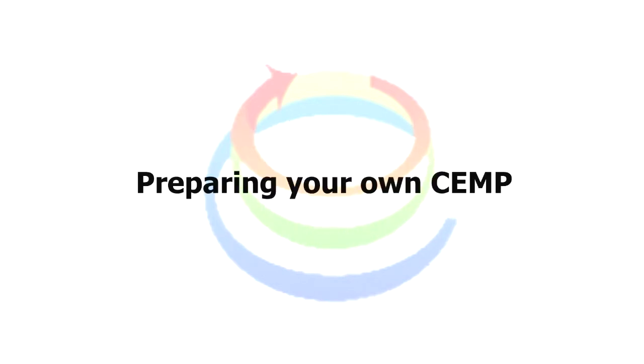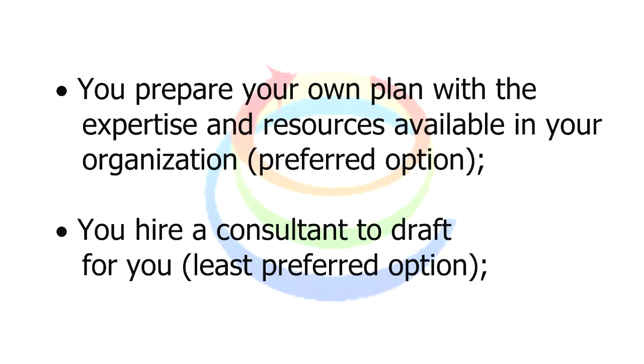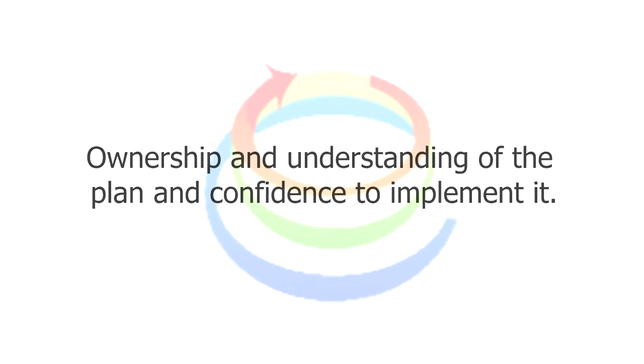Preparing your own CEMP. You have few options available to get your site-specific CEMP. They are: you prepare your own plan with the expertise and resources available in your organization. You hire a consultant to draft for you. You get a template from providers on the internet and you tailor the specifics of your project. This is the most economical and best option. Tailoring the template by you and your team gives you ownership and understanding of the plan and confidence to implement it. The choice is yours.